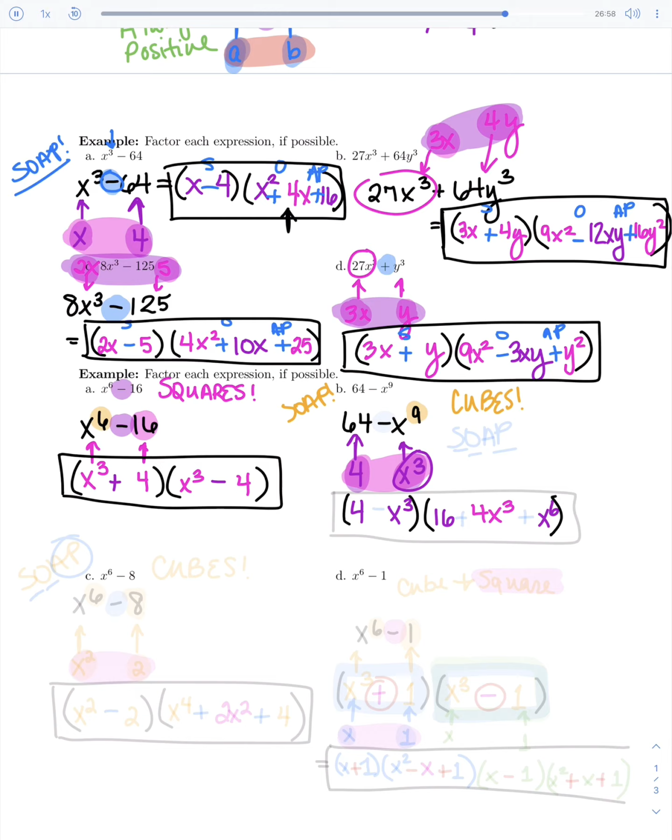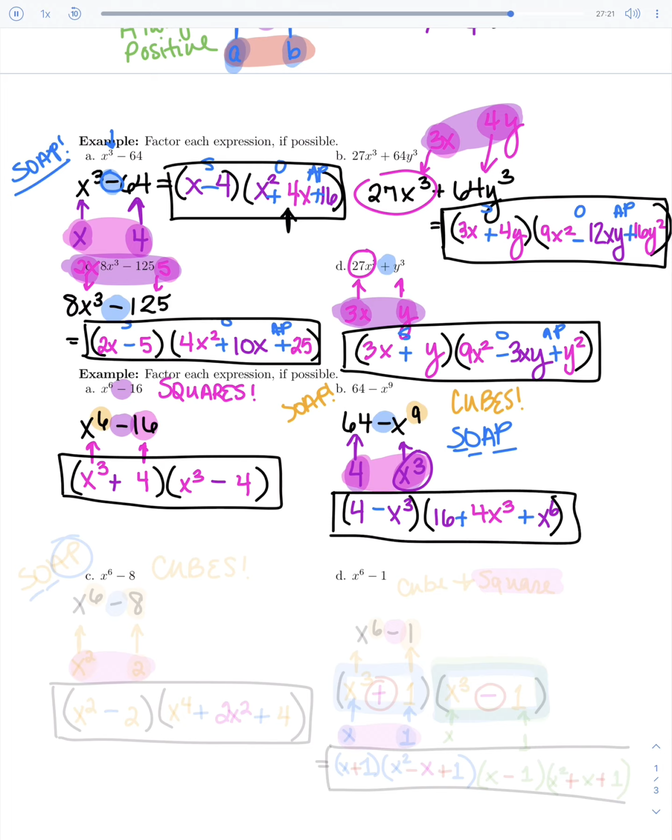And then we're going to do our SOAP with our signs. To fill in our signs, we have a minus. So first one is S, same, so a minus. O, opposite, a plus. And AP, always a plus. And we are done. That is it.